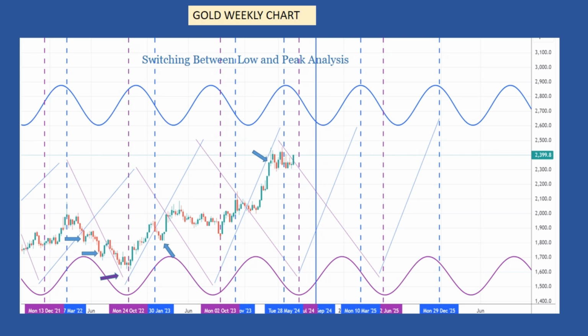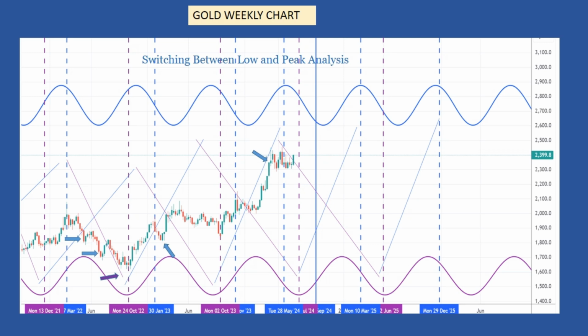Positive divergence in momentum indicators. This is when prices are falling, but momentum indicators show signs of increasing strength. It could mean that a reversal is coming. Volume analysis showing potential bottom formation. If trading volume increases while prices are low, it might indicate that buyers are stepping in, signaling a potential bottom.